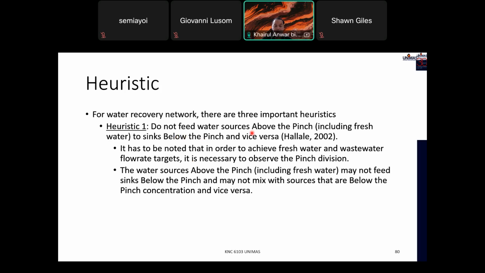So do not feed sources above the pinch to the sink, because the reason why we do the pinch analysis is that we need to identify which water sources can be recycled or reused, and where, to the sink. So if the water source is above the pinch, we cannot use that water for the sink below the pinch. That's all.